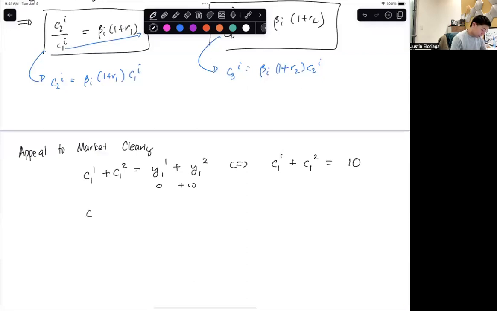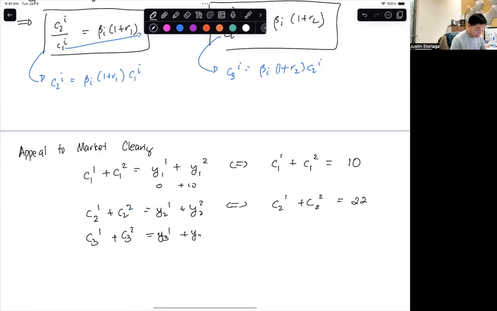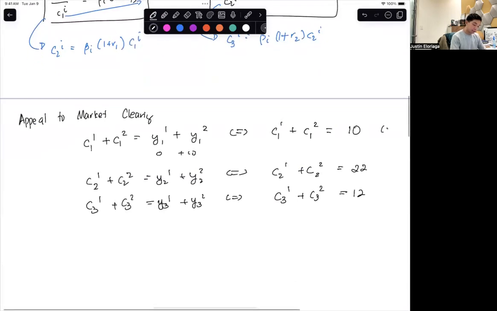This will be C21 plus C22, Y21 plus Y22. Again, I don't know what the C's are, but I do know what the y's are. So I can infer from there that this is going to be equal to 22. Lastly, C31 plus C32 is equal to Y31 plus Y32. This implies that it's going to be equal to, again, not knowing the C's, I'm going to make this equal to 12. Right? So I have the three market clearing conditions. I'll label this 4, 5, and then 6.